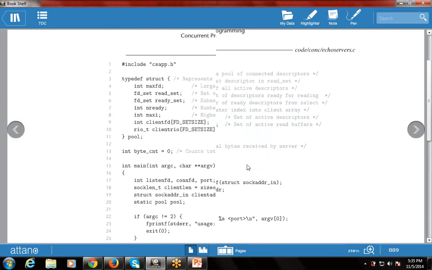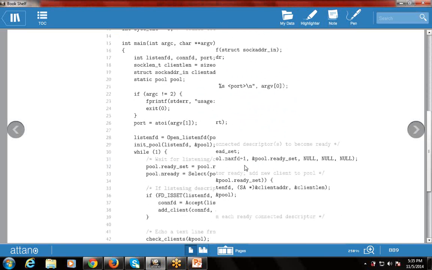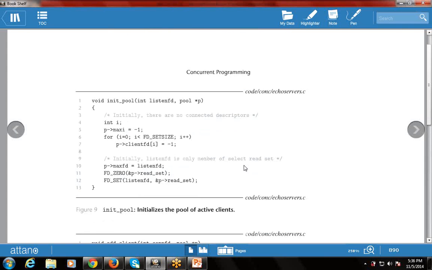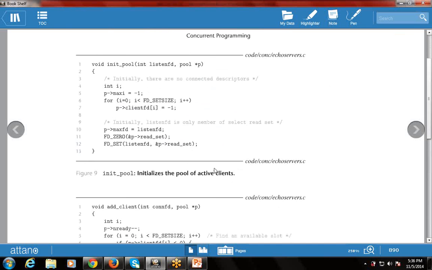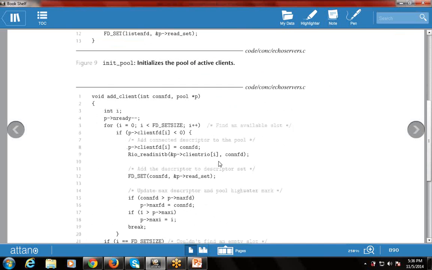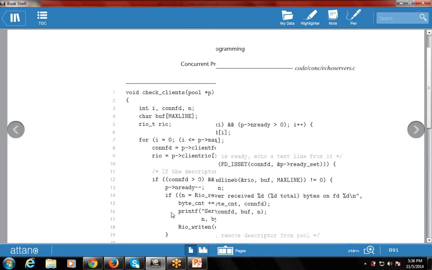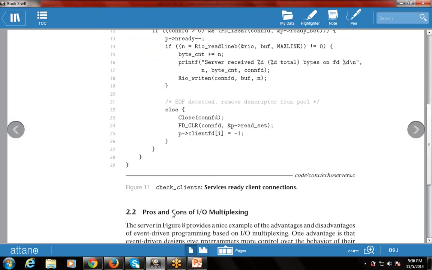This is the example in the C language. This is the init pool example. Then there is an example of how to add the client. This is used for checking the client.